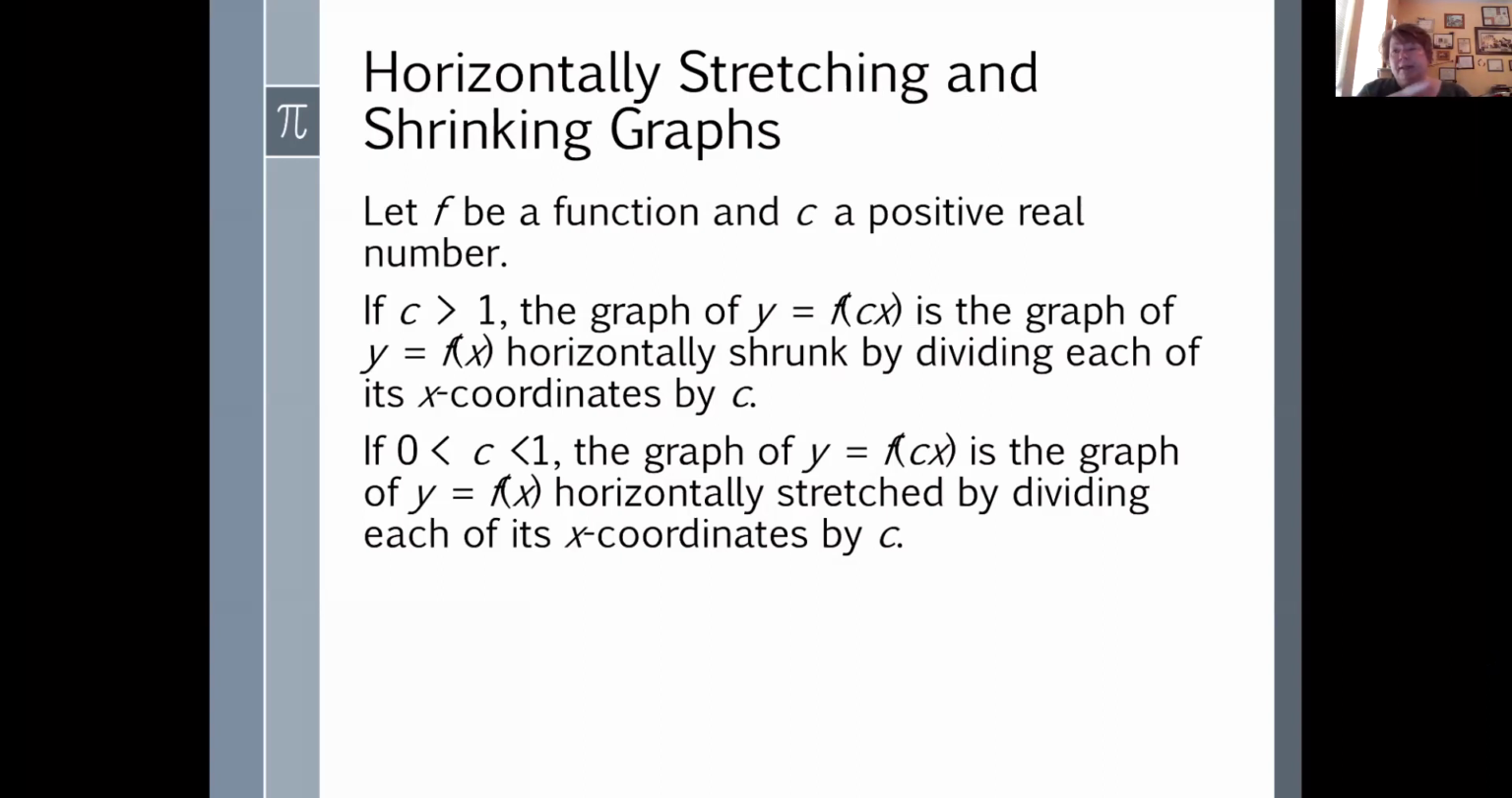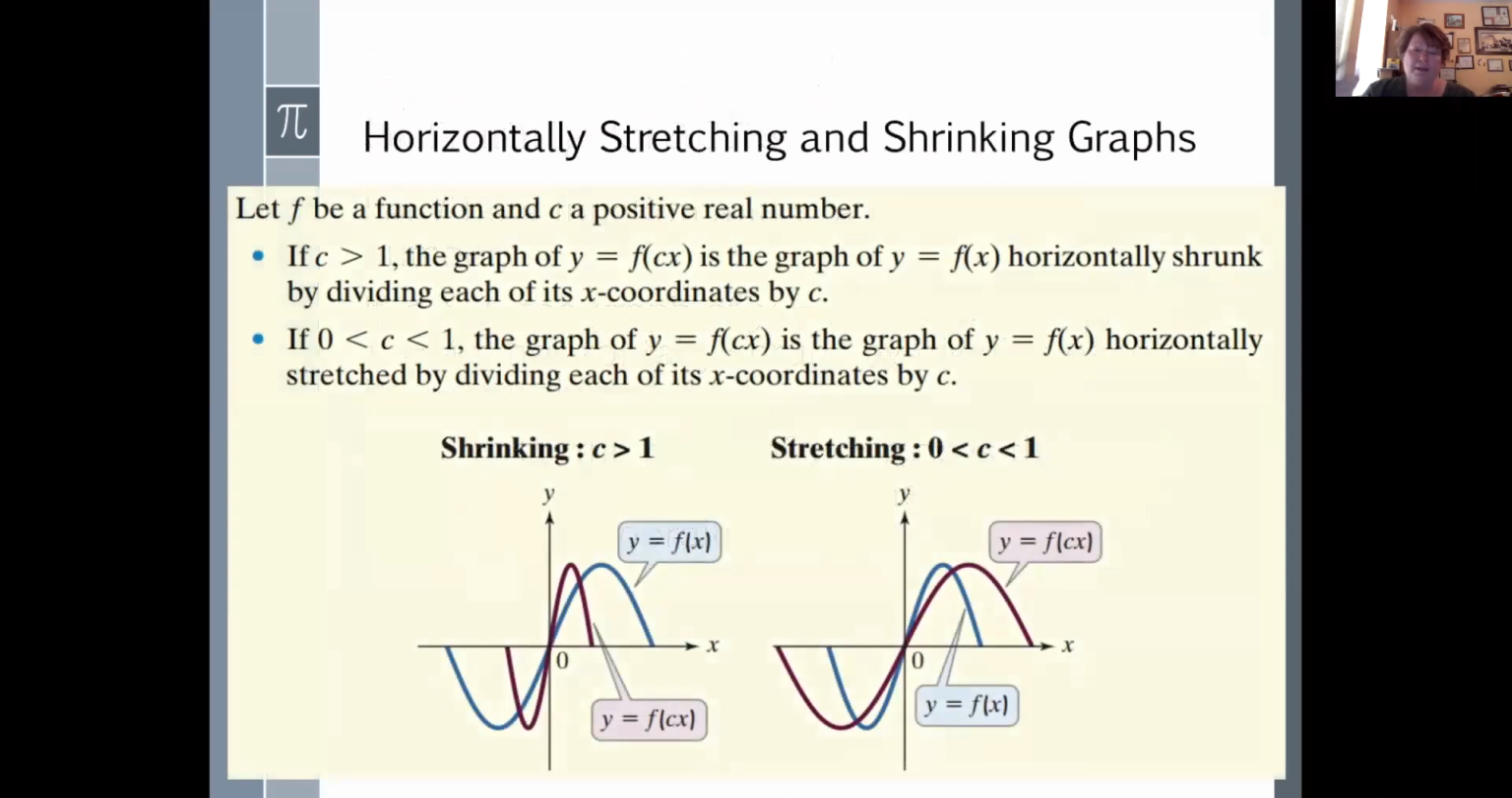If the constant's between 0 and 1 and you multiply the input by that constant, that is a horizontal stretch. So for most cases, a horizontal shrink is a vertical stretch, and a horizontal stretch is a vertical shrink. So we can usually take the horizontal stretches and shrinks and make them vertical stretches and shrinks. Where it doesn't work is when you've got things like trigonometric functions. You can shrink and stretch horizontally. We're in algebra though. Okay, so here is a diagram of this.